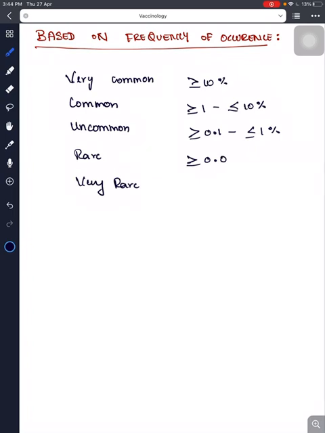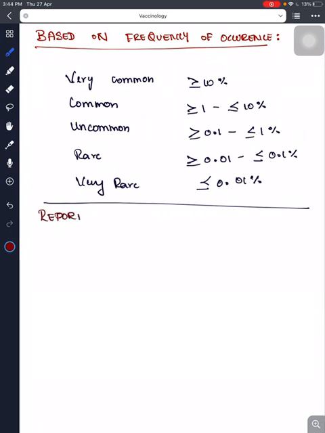When it is more than 1 but less than 10%, it is common. Or when it is more than 0.1 but less than 1%, it is uncommon. Or when it is more than 0.01 and less than 0.1, it is rare. Or when it is less than or equal to 0.01%, it is very rare. This is based on frequency of occurrence. So this is about the classification of AEFI.